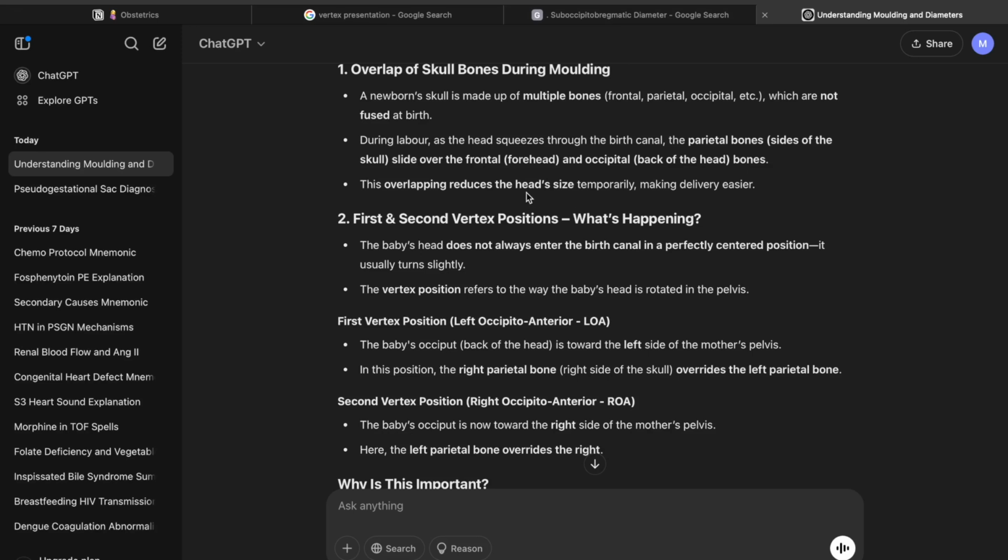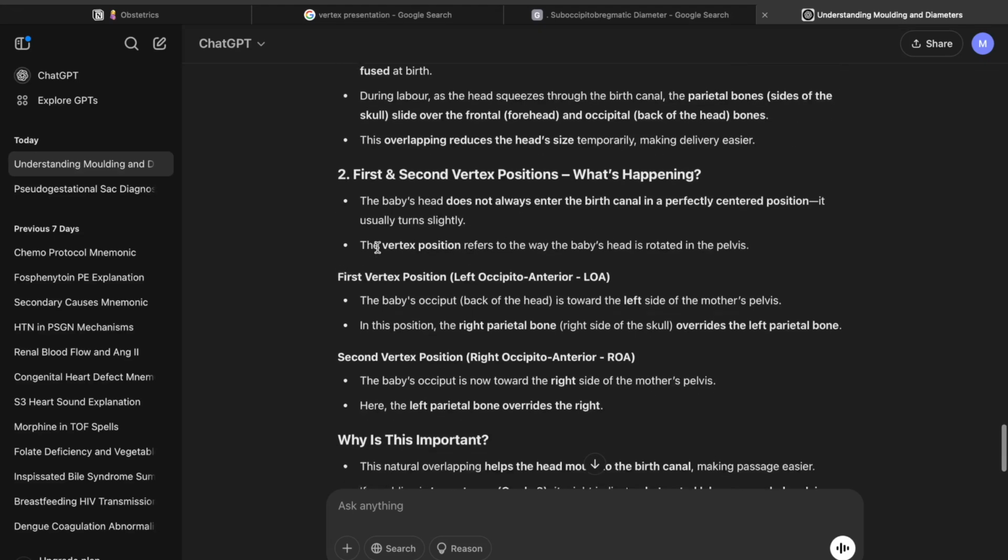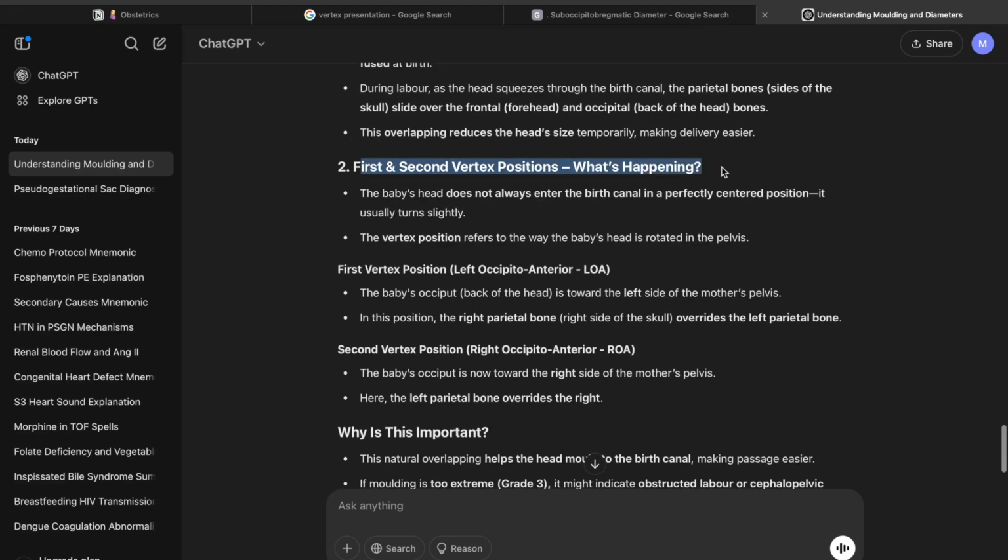So the suture part, you leave that. And there is the overlapping. So first and second vertex position, what's happening? What does it mean? The baby's head does not always enter the birth canal in a perfectly centered position. It usually turns slightly. Yes, this we know. It's not perfect. The vertex position refers to the way the baby's head is rotated in the pelvis.